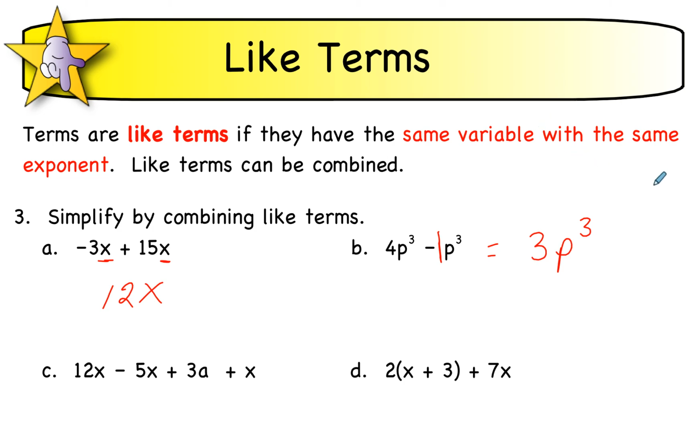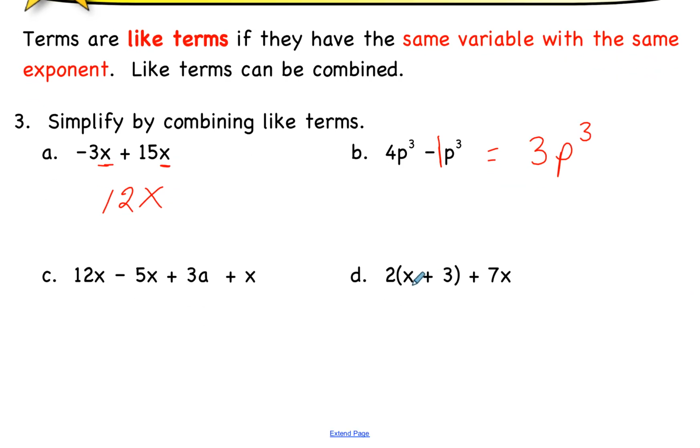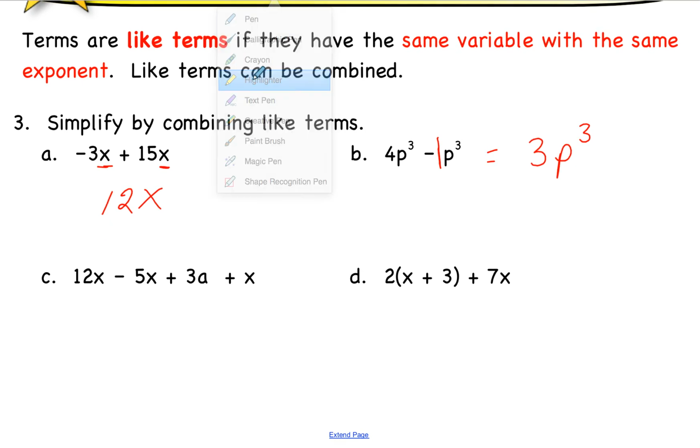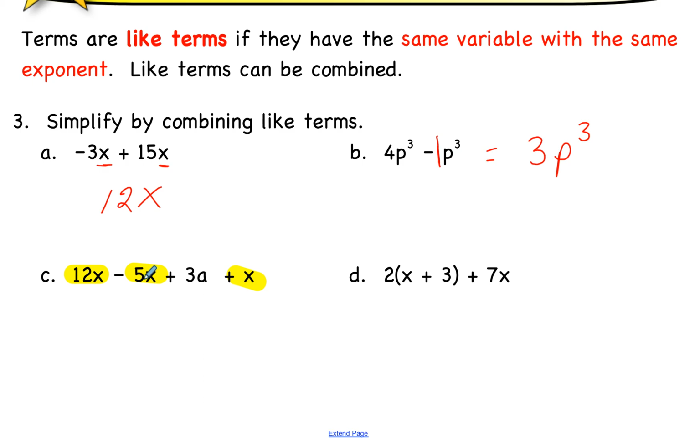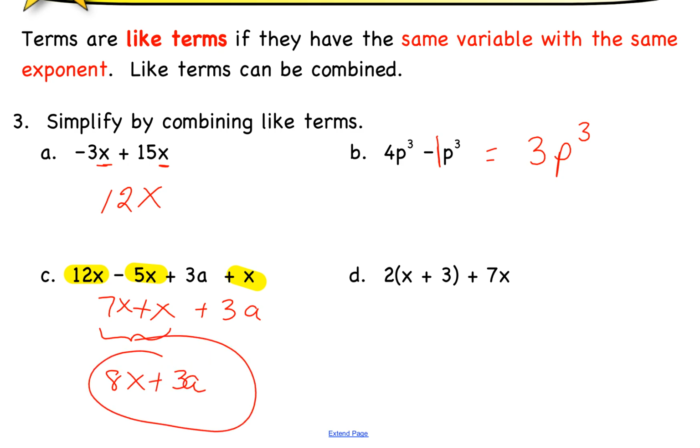Letter C. Well, we have a lot of things going on in letter C. One of the things you might want to do is use a highlighter or a marker, or you could circle terms that are alike. So I know this one has an x, this one has an x, and this one has an x. So I'm going to go ahead and combine those together because those are like terms. When I do that, 12x minus 5x is 7x plus x plus 3a. Well, this is the same as how many x's? That's 8x plus 3a. Now these are not like terms, so that's as much as I can do to simplify.